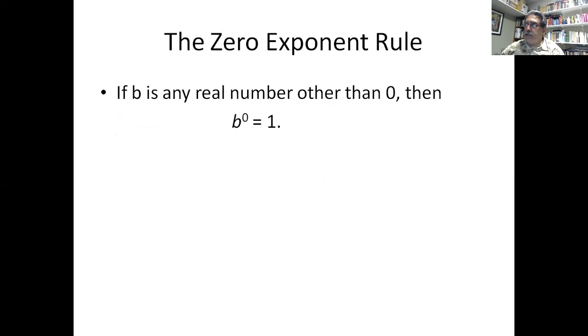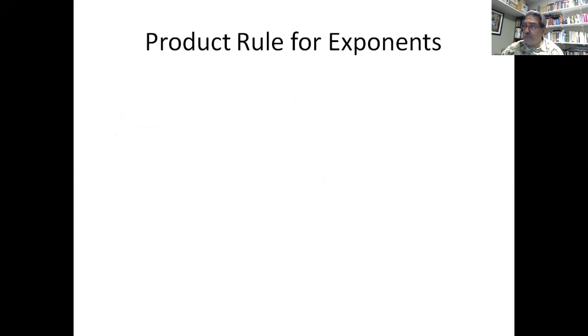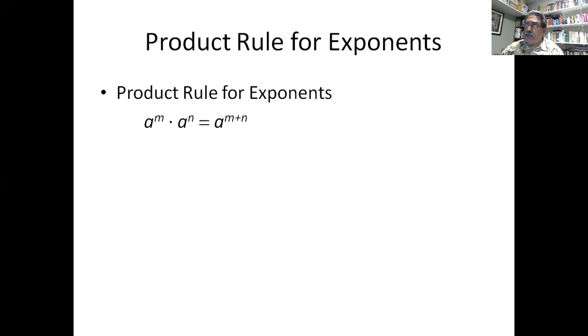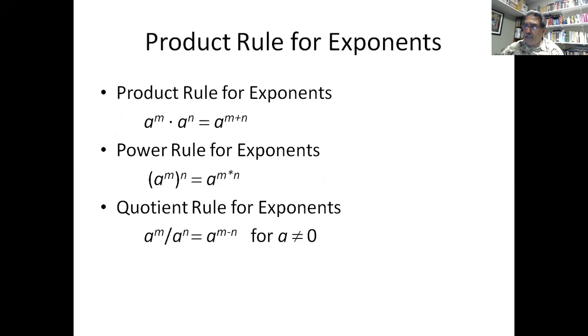A zero exponent: any number to the power of 0 is equal to 1. Any number to a negative power is the same as 1 divided by that number to the positive power. Product rule of exponents, I talked about that. A times A, you just add the exponents. We talked about that already.